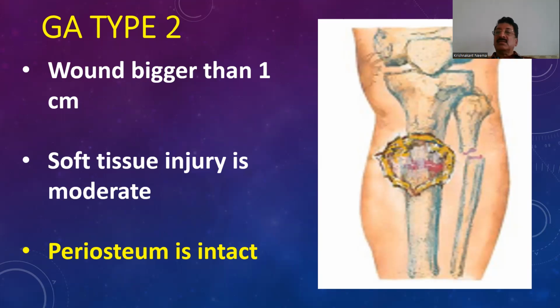So Gustilo-Anderson type 2 is, number 1, wound is bigger than 1 centimeter. Number 2, periosteum is intact. And number 3, there is moderate soft tissue injury.